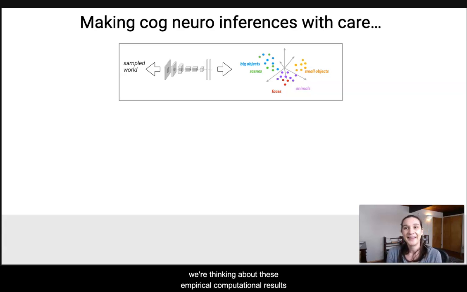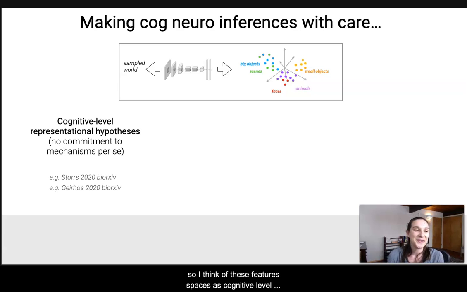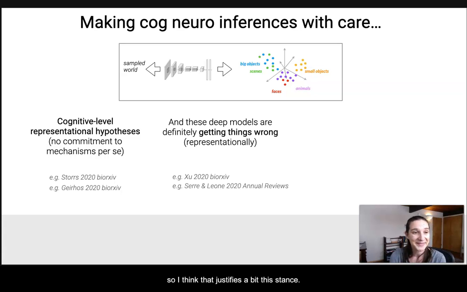Finally, I wanted to highlight the way we're thinking about these empirical computational results. So I think of these feature spaces as cognitive level representational hypotheses without a commitment to the mechanisms per se. So it doesn't necessarily matter to me whether or not you think backpropagation is biologically plausible. I'm interested in the feature space as the artifact. And now it's even being shown that it's possible to arrive at these spaces through different routes and architectures. So I think that justifies a bit this stance.